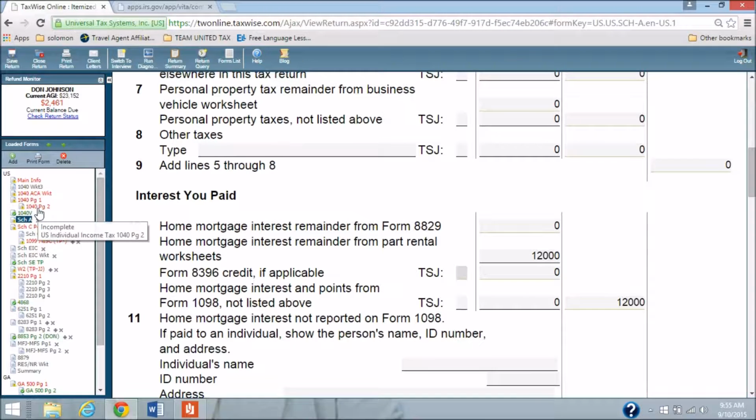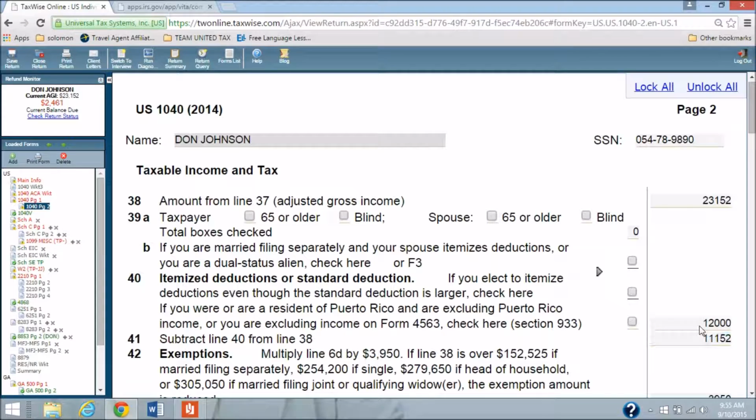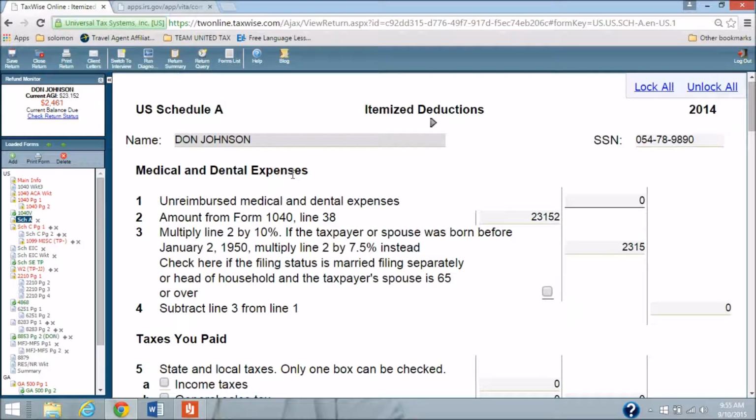We're going to go back to the 1040 page 2. And there's our $12,000. You take the itemized deductions when the itemized deductions exceed the standard deduction. So let's go back to the Schedule A. We have medical and dental expenses. However, we rarely use this because it has to be more than 7.5% of your adjusted gross income.